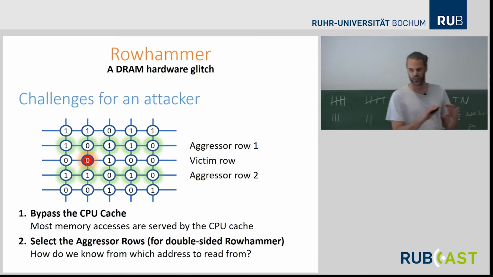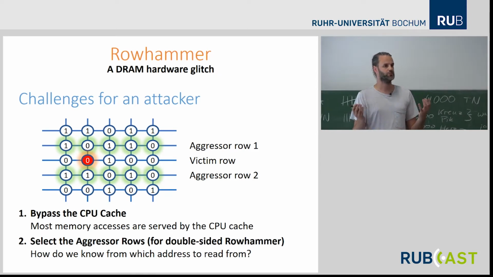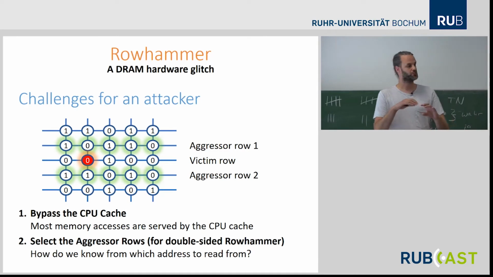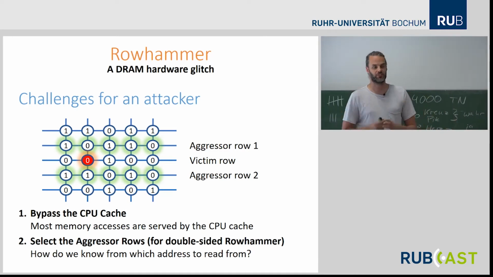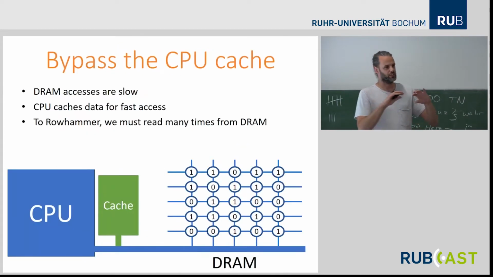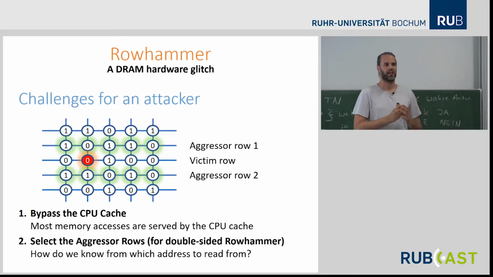Some of you may know that normally when you access your memory, the data that you access will be then stored into the cache of your CPU. So the next time you're going to access this address, this memory, the CPU will actually read it from the cache, and it will not propagate it to the DRAM.